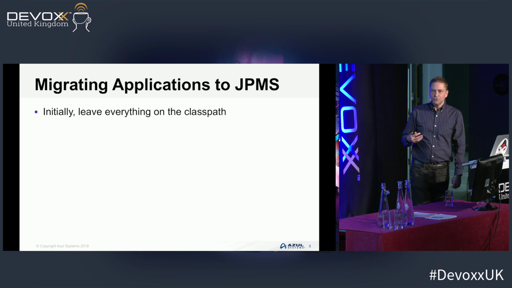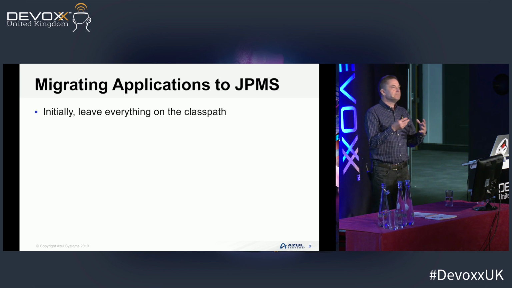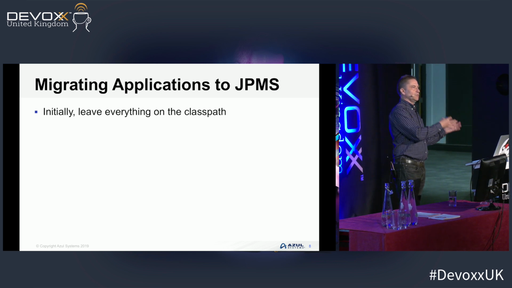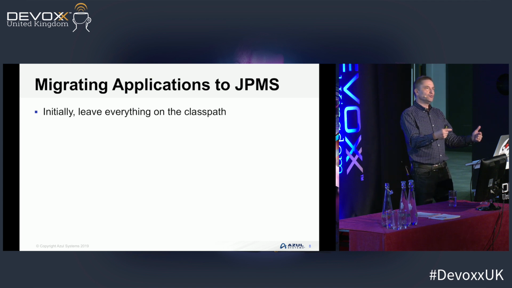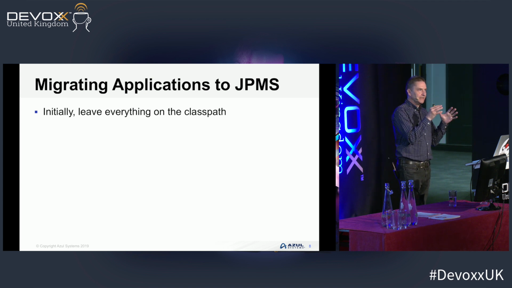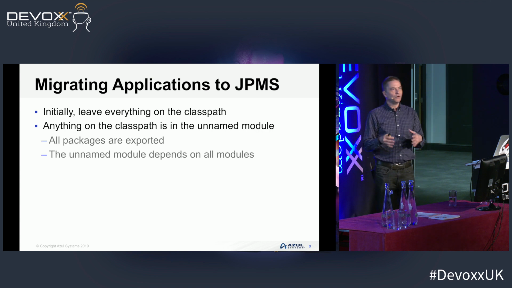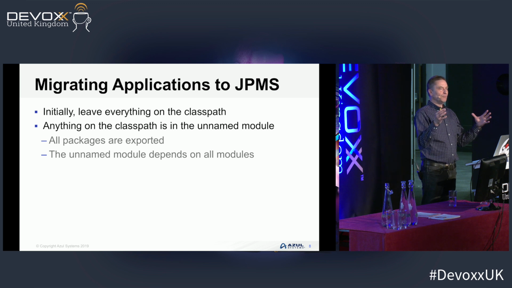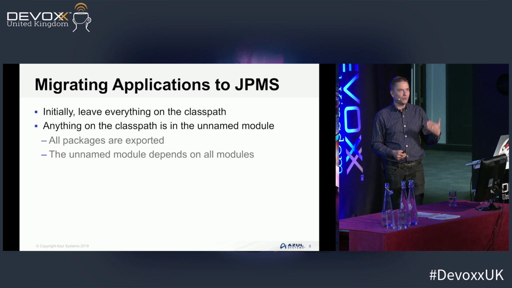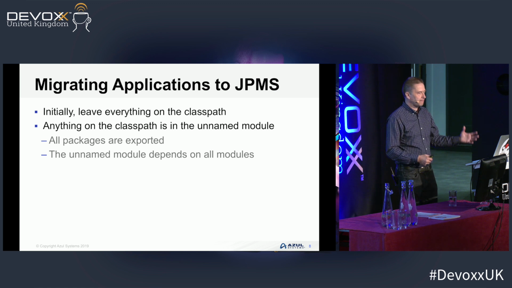So how do you migrate to the module system? The simple answer to that is leave everything exactly the same as it was before. Having modules in the JDK itself is good, but it doesn't mean that you have to use modules straight away in your application. You can start by leaving everything on the class path. If you do that, all the things that you leave on the class path become part of what's called the unnamed module. And this is a module that is simply there by default. It's sort of invisible. You don't need to worry about it from the point of view of development or deployment.